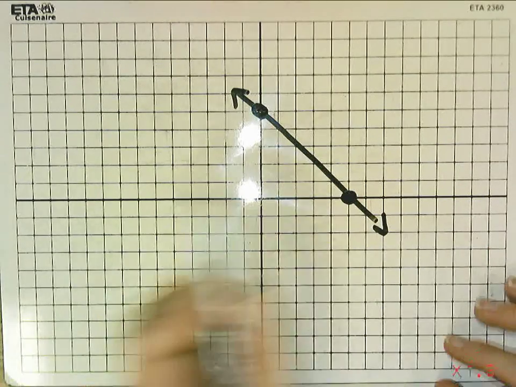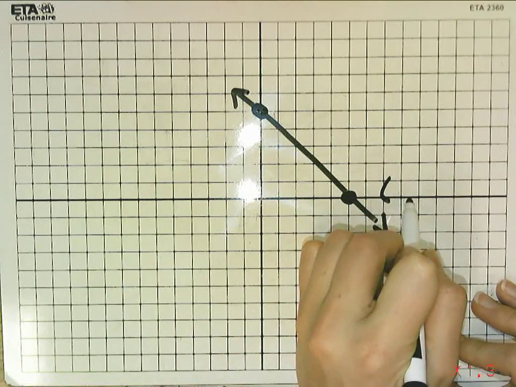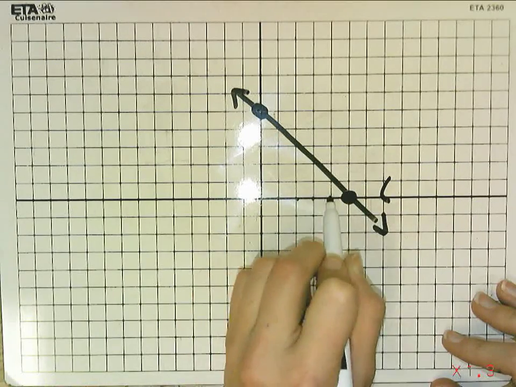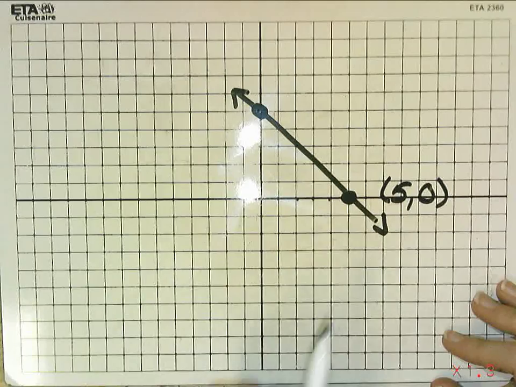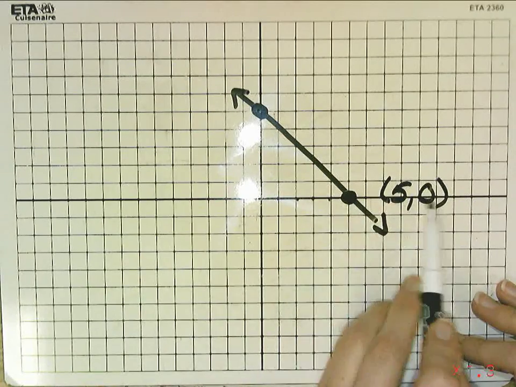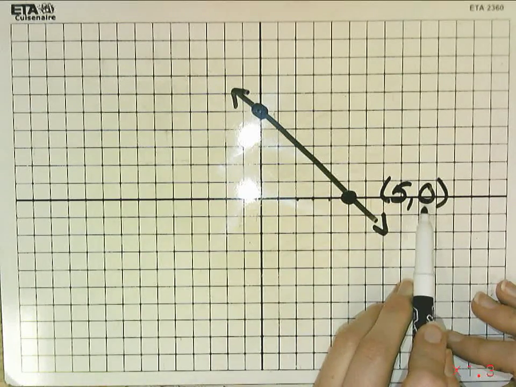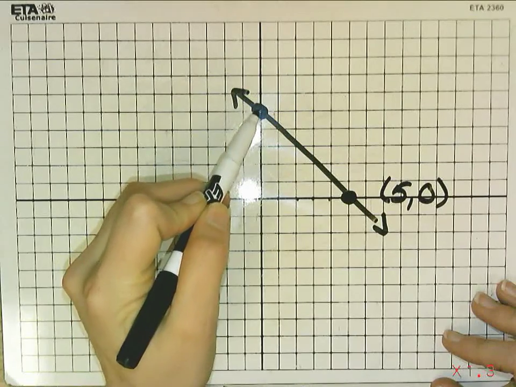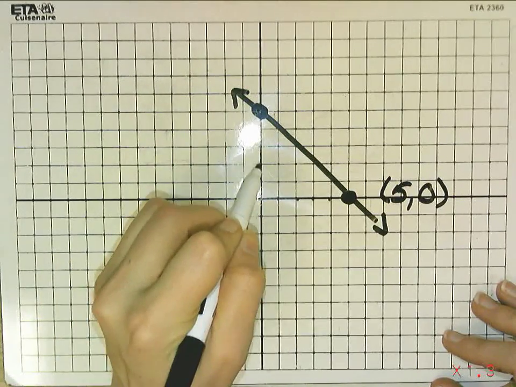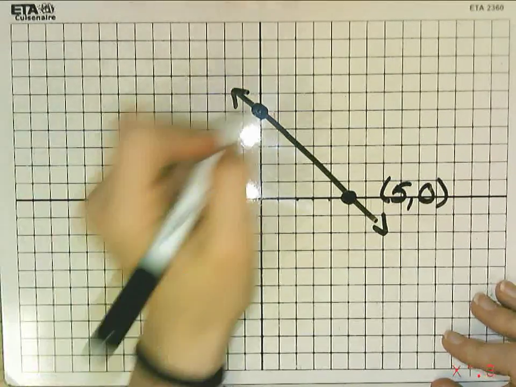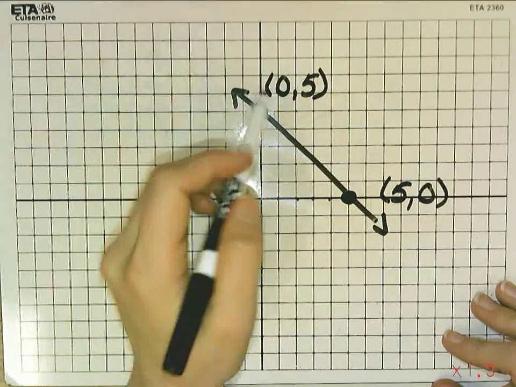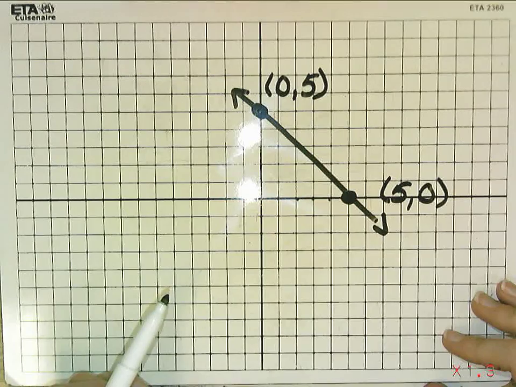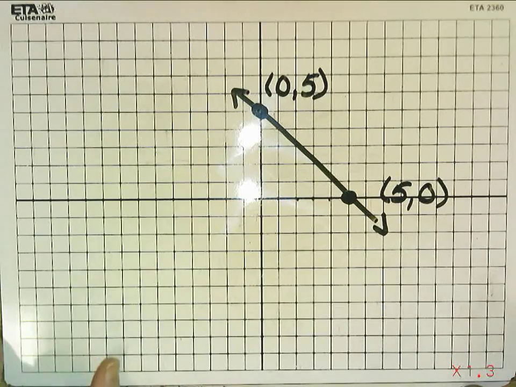Now what you may notice is here at my x-intercept, I have 1, 2, 3, 4, 5, and my y value is 0. Every single x-intercept has a y value of 0. Then I'm going to look at my y-intercept, 1, 2, 3, 4, 5. Every y-intercept has an x value of 0. And that knowledge is going to come in handy.